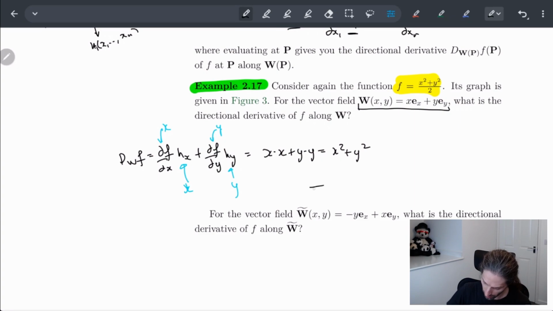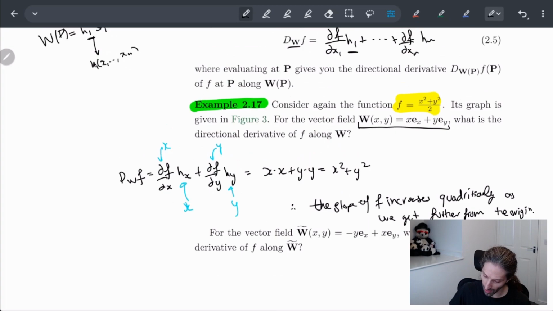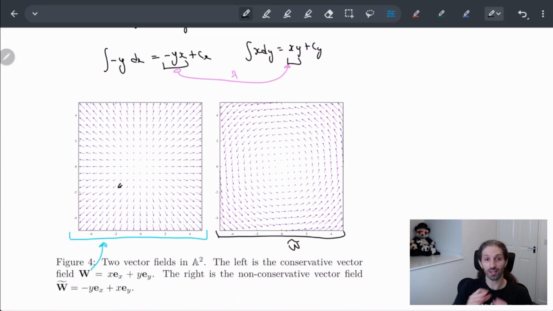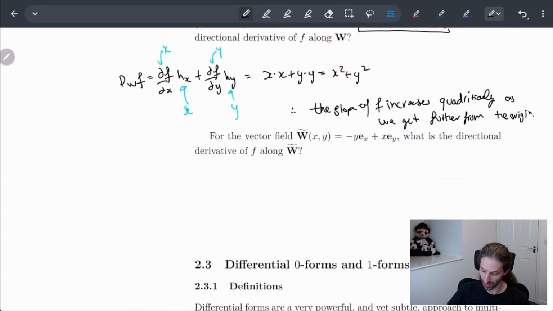So therefore, the slope of f increases quadratically, in other words, by a power of 2, as we get further from the origin, right? And we kind of saw this. If we look at the vector field here, you can see as we get further away, it gets bigger faster. And that's what this quadratic idea is getting at.